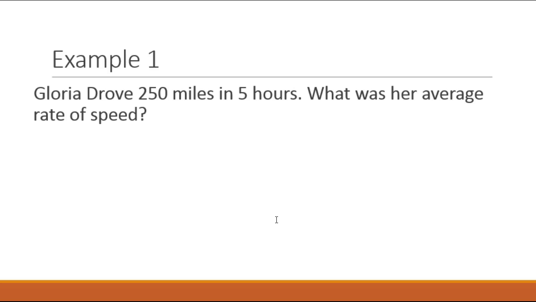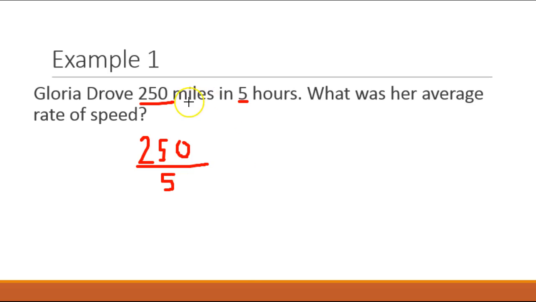So let's look at our first example. Gloria drove 250 miles in 5 hours. What was her average rate of speed? I can first start out setting up a ratio. I know my ratio: I have 250 to 5. And I'm going to set this up in one of the ways I can set a ratio, and that is in fraction form. So I'm doing 250 to 5.